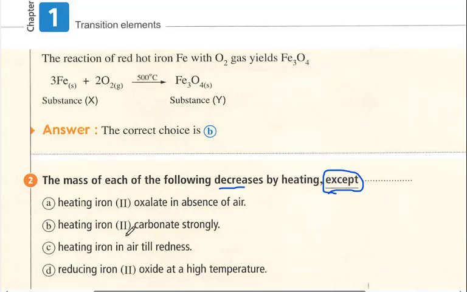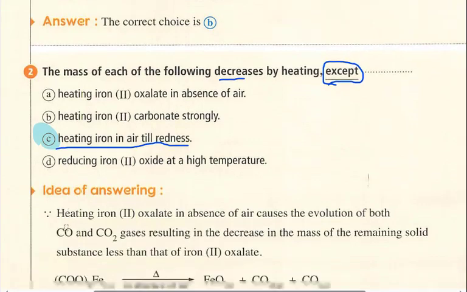Heating iron carbonate strongly, it releases carbon dioxide and only ferrous oxide remains. So it loses carbon dioxide like the other, carbon monoxide and carbon dioxide. So it decreases also. Heating iron till redness in the air will make iron transform into magnetic iron oxide, so the mass of iron increases. So this is the correct answer. The mass of iron will increase.